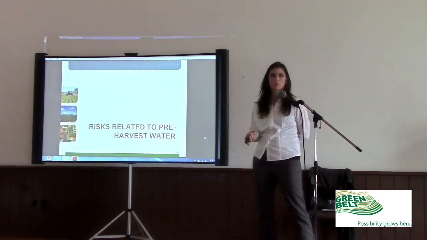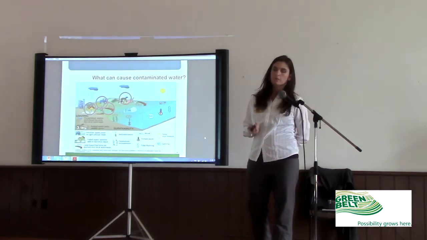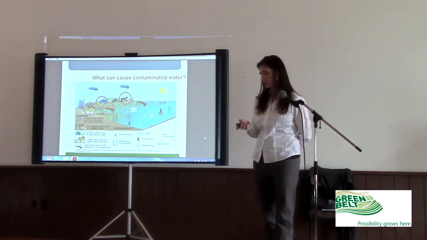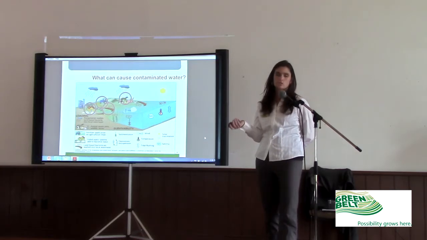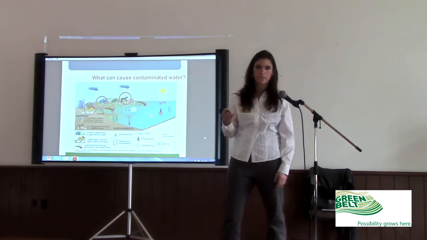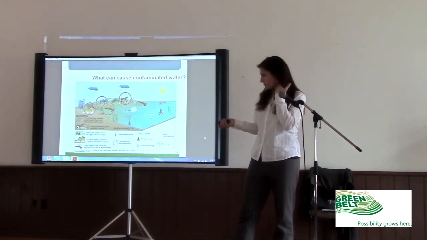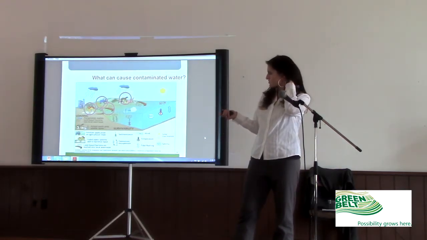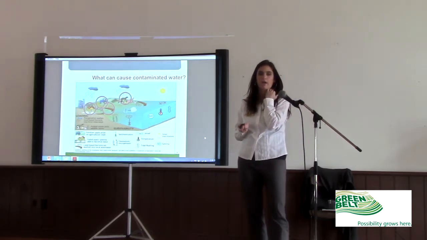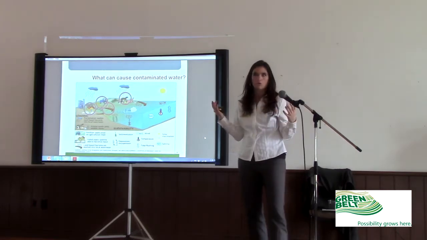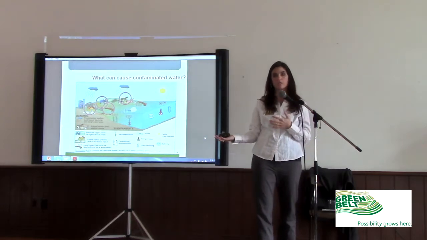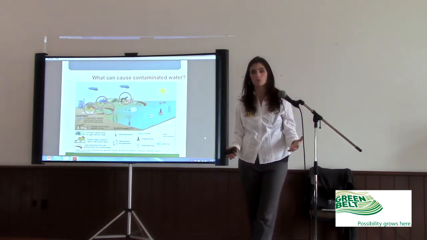So what are the risks that might be related to pre-harvest water? In this particular slide, and this is actually a good thing that you have nice and large in your book, it gives you an illustration of general rural potential issues. The red circles are more related, I would think, to your rural or agricultural areas. If you have livestock or animal access to your water source, that can go through runoff and leachate into your water source.